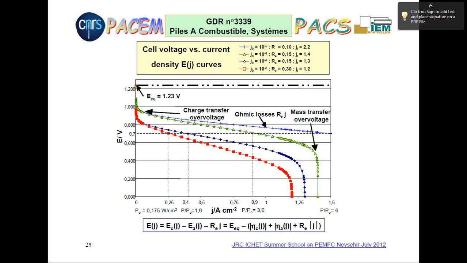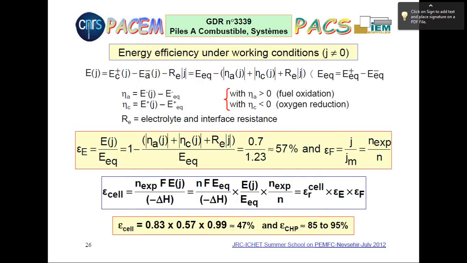So to illustrate that, step by step, with experimental results, I will show you the next. Before, excuse me, we can calculate the efficiency, which is very important.